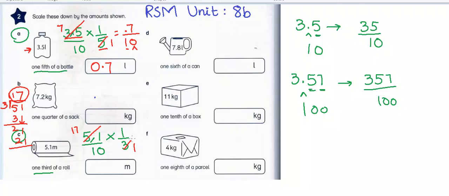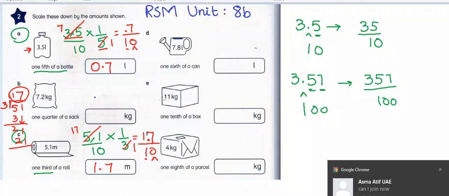Now 17 times 1 is 17 and the denominator is 10. Now we have to change back to a decimal, 1 digit and a decimal. So 1 digit and a decimal right here. Our answer is 1.7 meters.